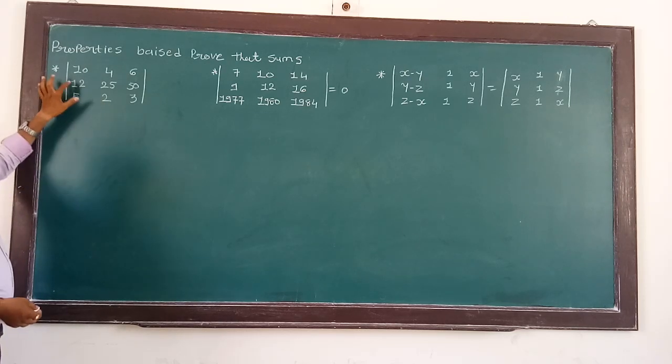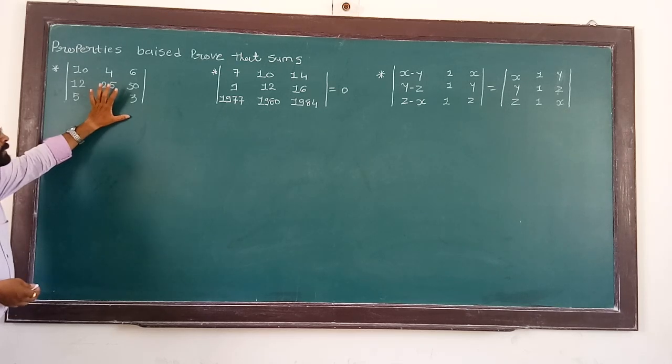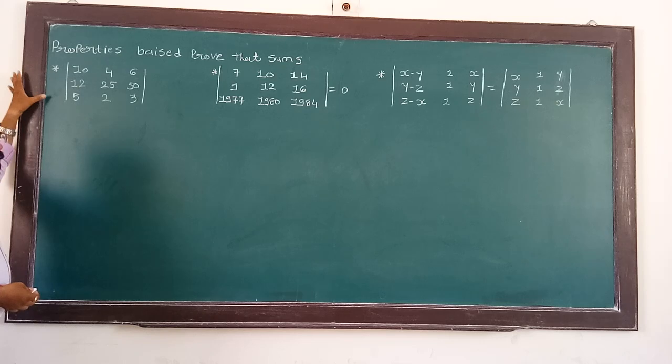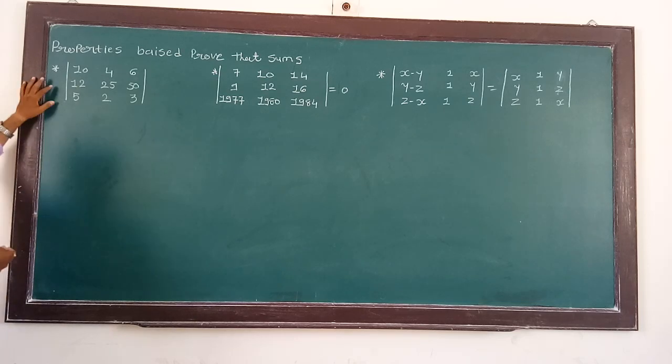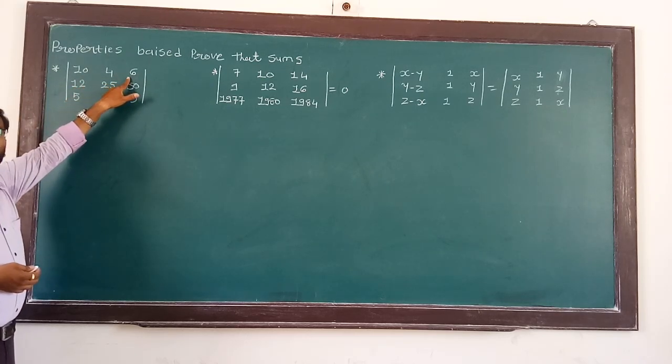Now, see the students, here we can use different properties. You may say in the last lecture we have studied the 6 properties of determinant. Today we can use the properties in this sum. So here 10, 4 and 6 is given.